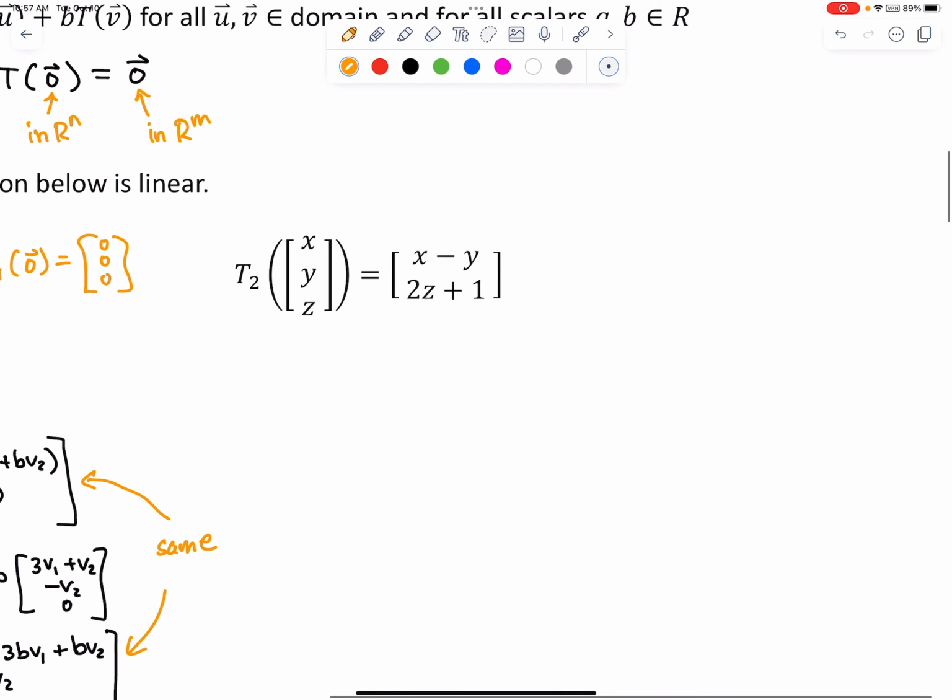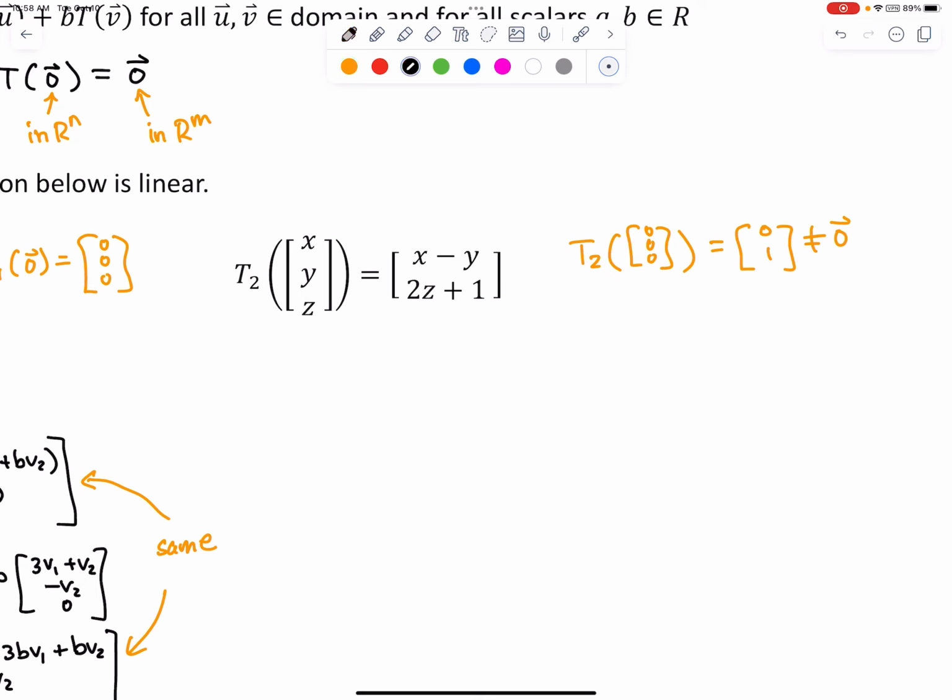Look at T2. What happens if I input the 0 vector? So T2, let's input 0, 0, 0. The 3-dimensional 0 vector gets inputted, and let's calculate the 2-dimensional vector we get back. If all the components of the input vector are 0, then the first component of the output vector will be 0, because we have 0 minus 0. But the second component of the output vector will be 2 times 0 plus 1, which is 1. This is not the 0 vector. So right away, we can disqualify the second transformation as a linear transformation.